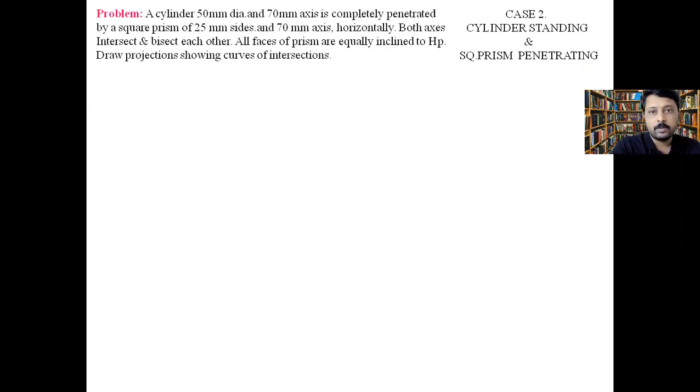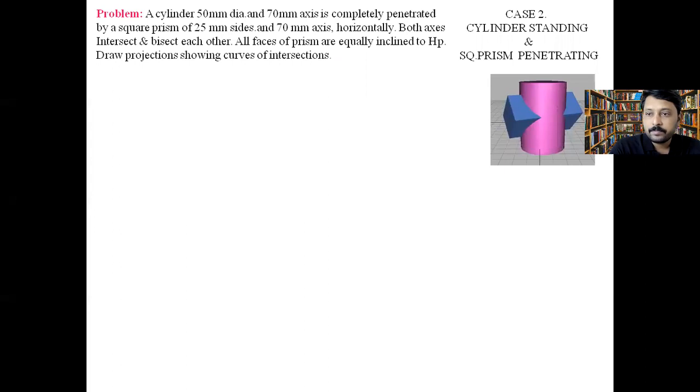Now let us see what it tells. The problem is a cylinder with 50 millimeter diameter and 70 millimeter axis or height, completely penetrated by a square prism of 20 millimeter size and 70 millimeter axis, horizontally. Both the axes intersect and bisect each other. All faces of the prism are equally inclined to the horizontal plane. Draw the projections showing the curves of intersection. So let us see. This is the end result that we are going to find.